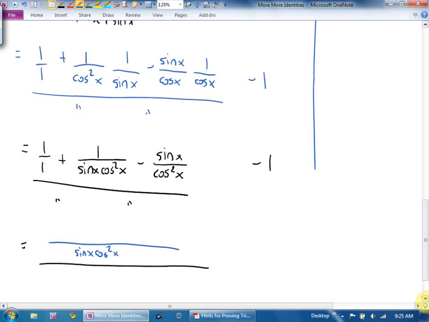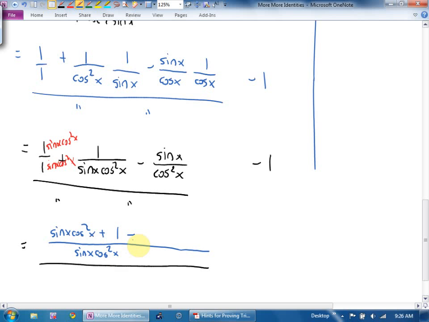Okay, so I'm going to go times sine x cos squared x, sine x cos squared x, and I'll get sine x cos squared x. Don't cancel because we're still doing some math. And then there was a plus sign, so the plus sign would drop down. What would I multiply a sine x cos squared x by to get a sine x cos squared x? So it's going to stay as is. The one's just going to drop down. Minus sign would drop down.